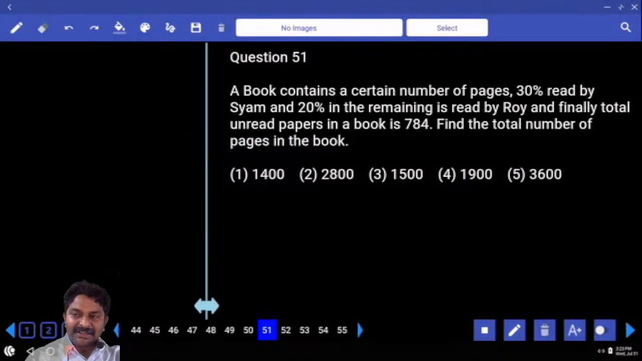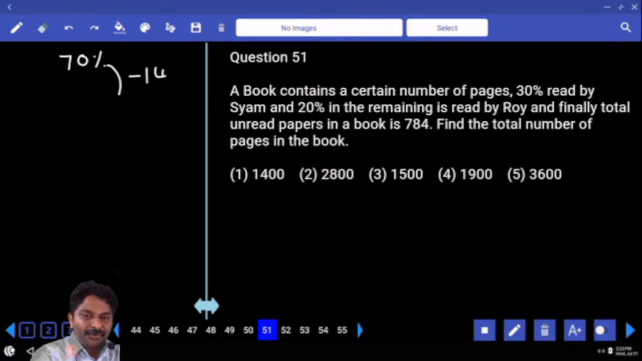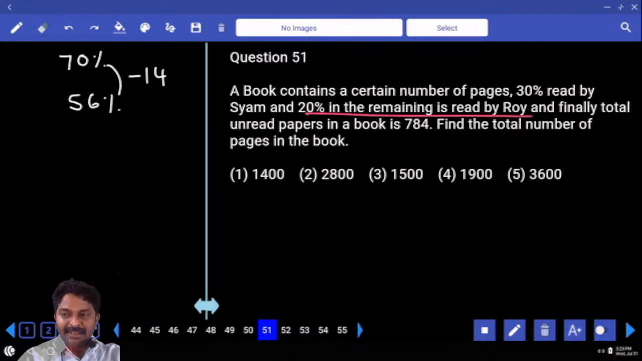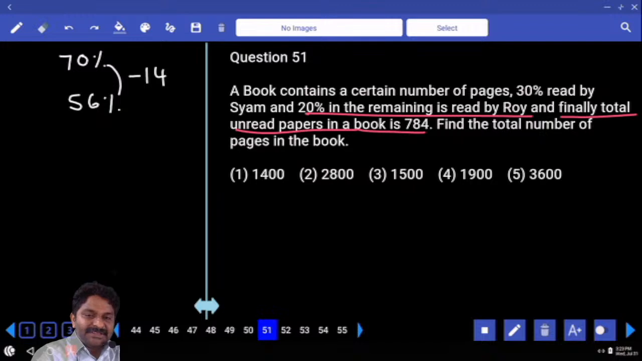A book contains a certain number of pages. 30% read by Sham, 20% in the remaining. If 30% are already over, remaining is 70%, 20% of that meaning 14, remaining 56%. 20% of the remaining read by Roy. Finally, total unread pages in the book is 784. That means 56% is equal to 784 only. Then 1% value is equal to 784 divided by 56. Total number of pages, that is into 100 only.